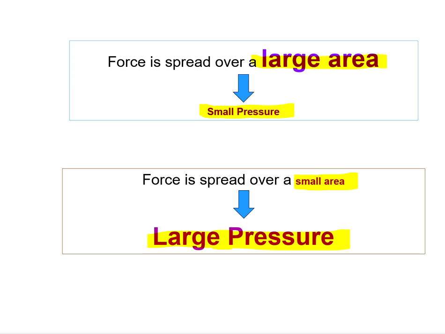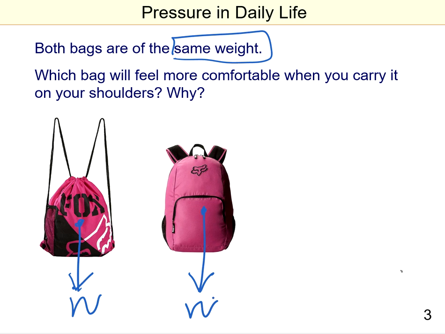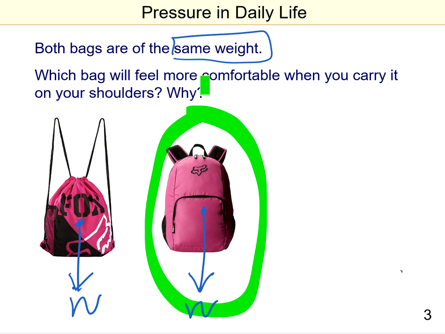So let's take a look at another example. Now, in this case, you see two bags, and again, I want you to assume that the weight of both bags are the same. So the force that's pulling the bag down, the weight, they are the same. But when you are carrying the bag, which one will you feel more comfortable? Now, from experience, we know that this haversack is going to be the bag that is actually more comfortable. So why is that so?